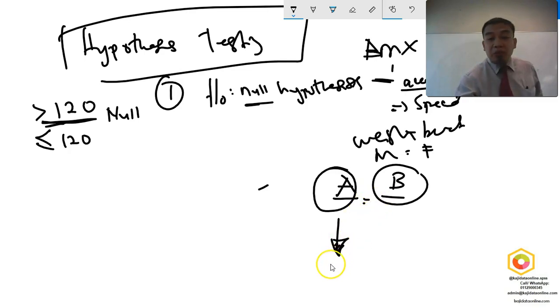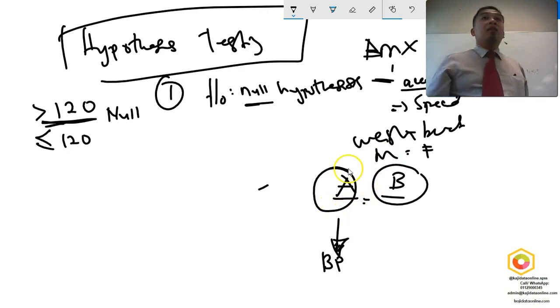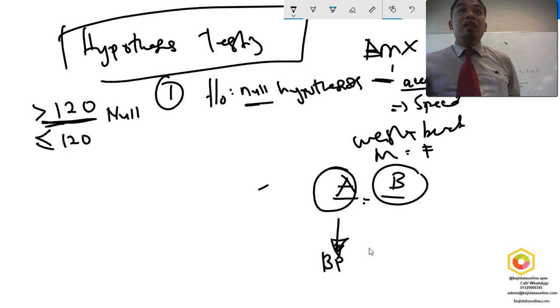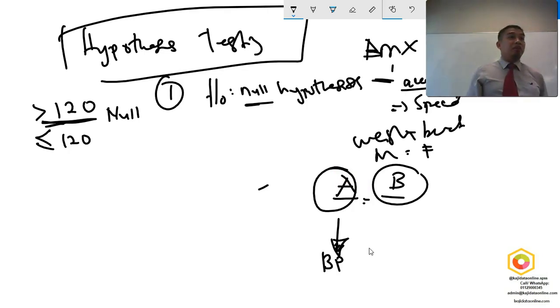Let's say the effect is we want to measure their blood pressure. So what is your preliminary assumption? The blood pressure will be the same. Very good. It will be the same between group A and group B, because group A will receive the A medication. Group B is going to receive the B medication.